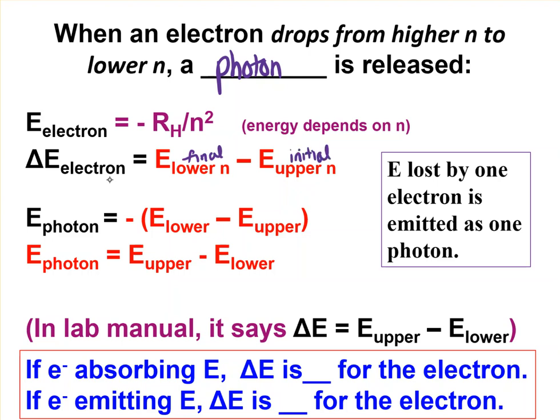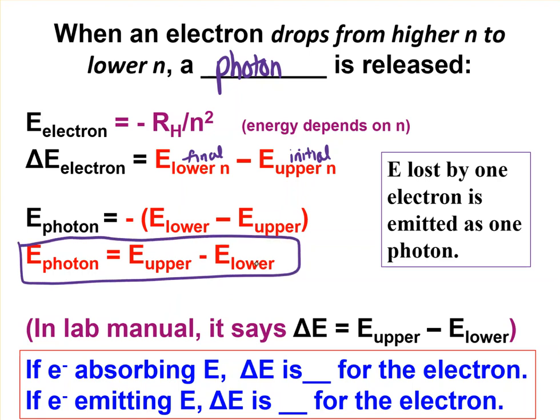and this is for the electron, so that makes sense. That's the change in energy for the electron. But the energy of the photon is this same number, but the opposite sign. The electron is giving it off, the photon just has the energy. So I took this and I put a negative in front of it, and then I rearranged it. And so this is the equation that you use in lab.